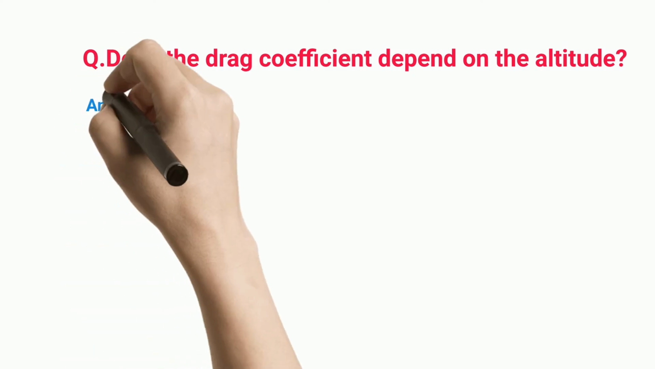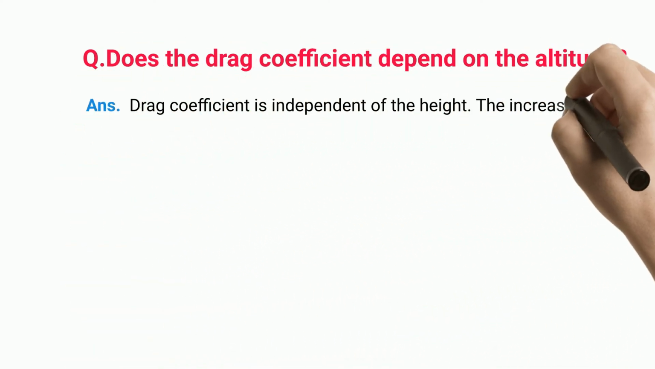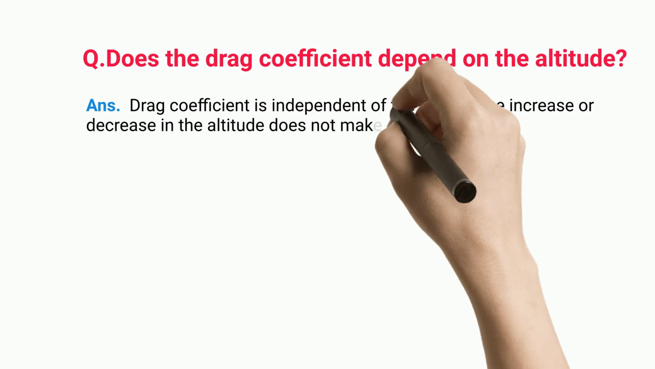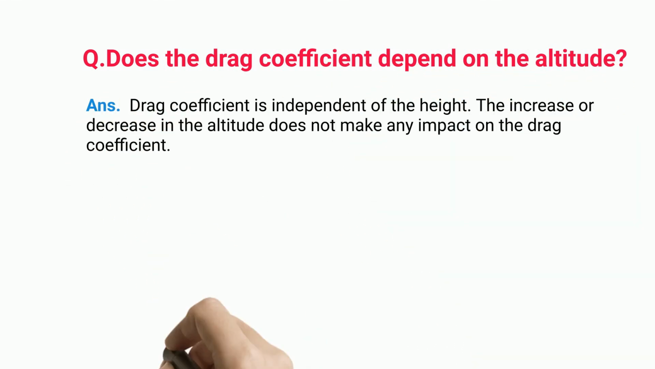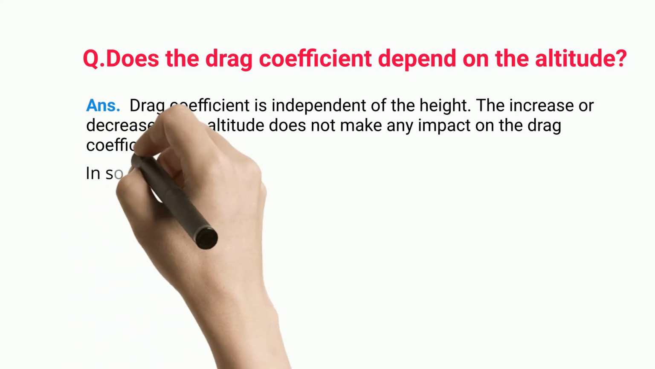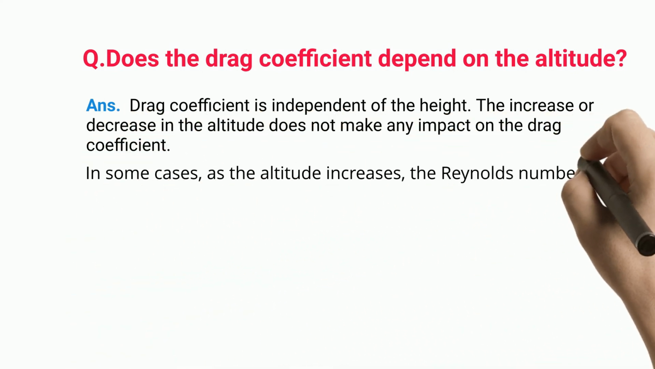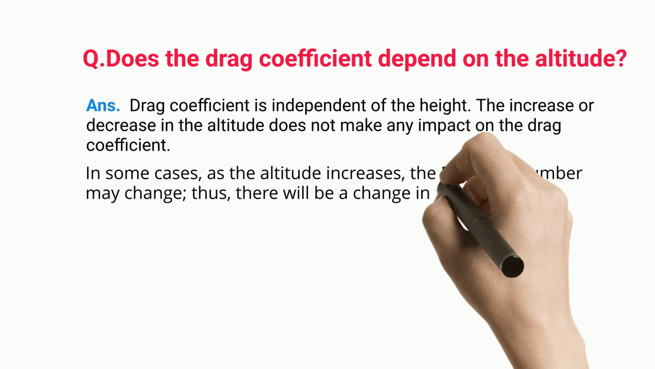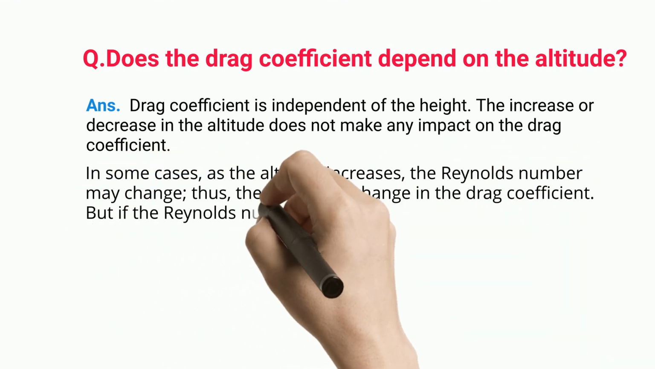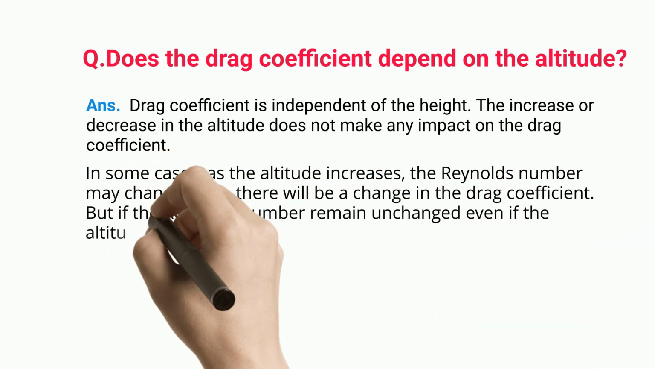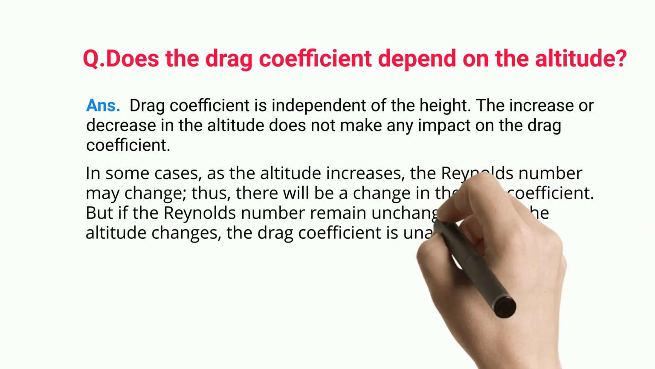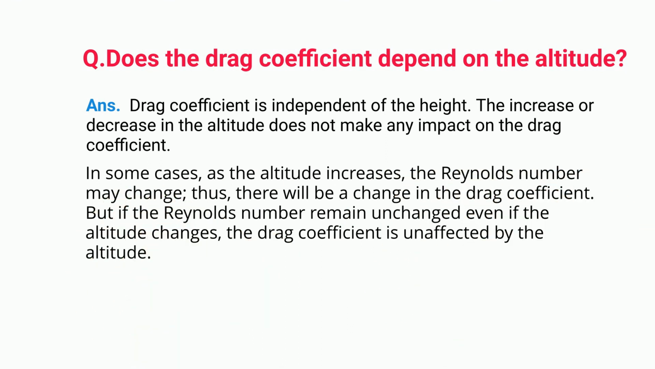Does the drag coefficient depend on the altitude? Drag coefficient is independent of the height. The increase or decrease in the altitude does not make any impact on the drag coefficient. In some cases, as the altitude increases, the Reynolds number may change, thus there will be a change in the drag coefficient. But if the Reynolds number remains unchanged even if the altitude changes, the drag coefficient is unaffected by the altitude.